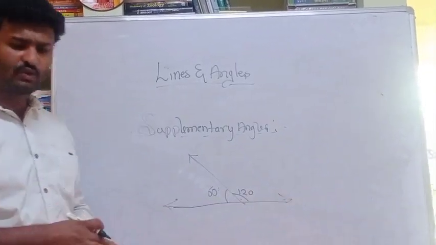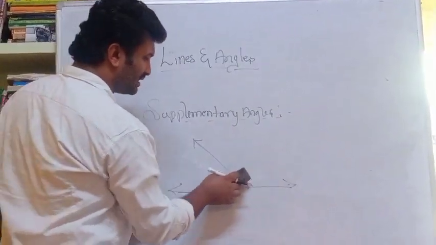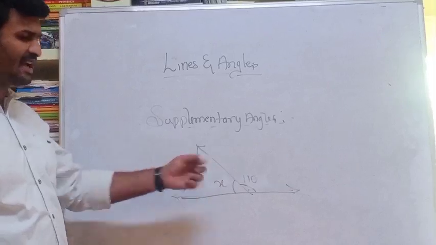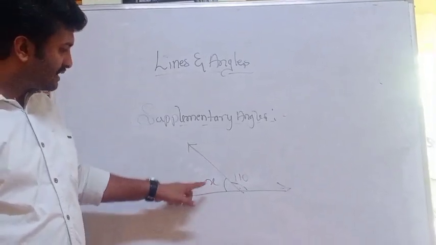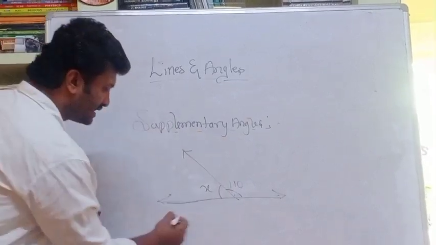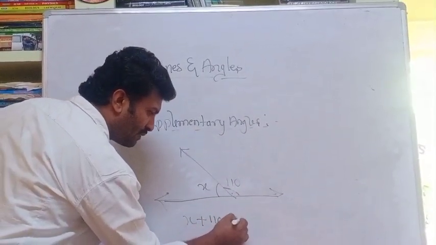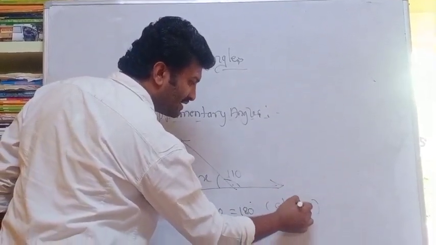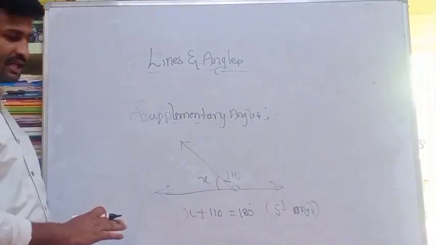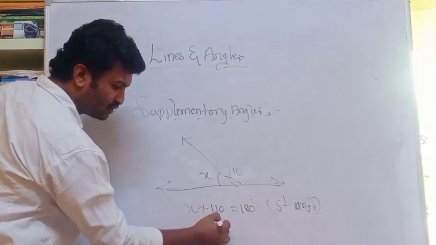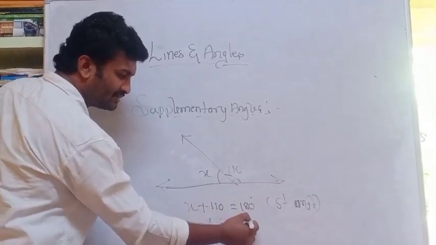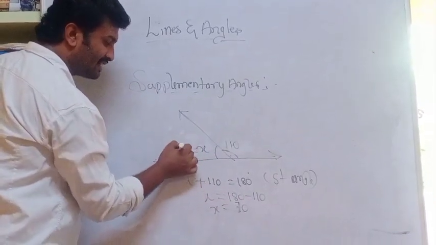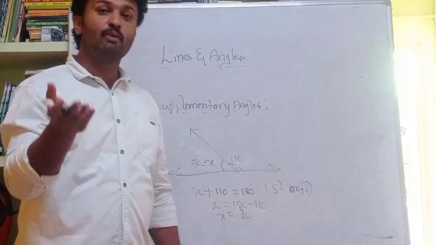They may give in your examination, for example, one angle is 110 and the other is x. How to find the value of x? Take the sum of both angles: x plus 110 equals 180. The reason you have to mention is straight angle. When 110 goes to the other side it becomes minus 110. Then x equals 180 minus 110, which is 70 degrees.